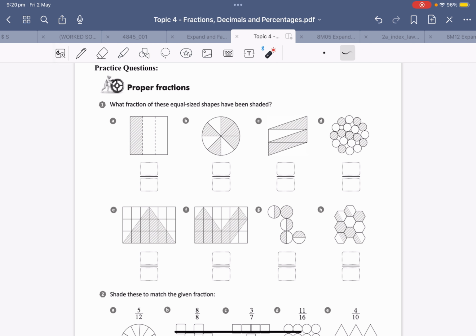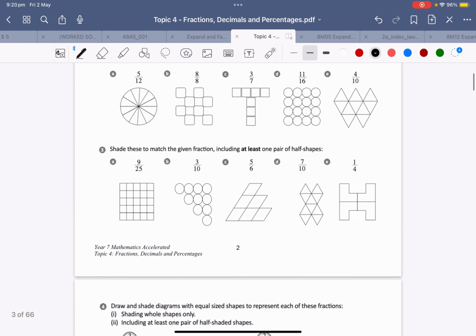Now, this part of the exercise is just for us to shade equal size shapes and then write what fraction of the shapes is colored. In this example, it's 1 out of 3. In this case, 1, 2, 3, 4, 5 out of 8. Have a go at the rest of these. You guys should be able to do it.